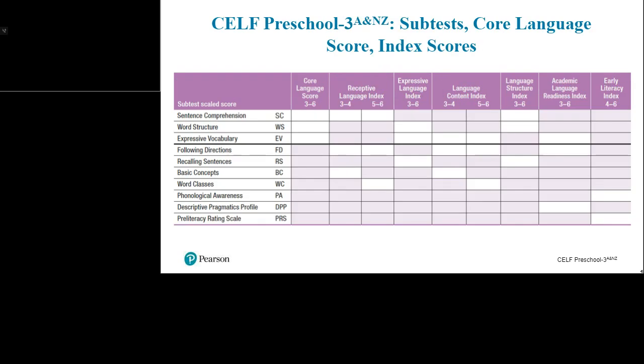So as with our CELF P2 and CELF 5, the 10 norm reference subtests are grouped based on similar assessment measures to yield our composite scores. The different combinations, as you can see by the shaded and unshaded areas, will feed into the different composite scores. So the different combinations of the 7 subtests retained from the P2 will give us our core language score, the receptive language index, expressive language index, as well as language structure and our language content score. And 2 of the 7 subtests will feed, along with the descriptive pragmatics profile, into our academic language readiness index, as well as our early literacy index. So that's pretty exciting. Let me know what you think about those changes. You can chat me anytime.